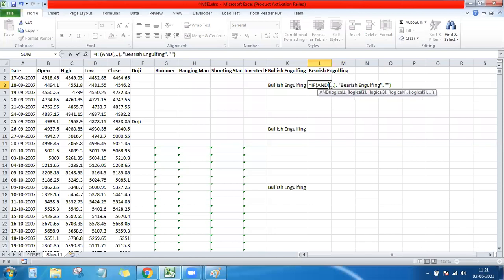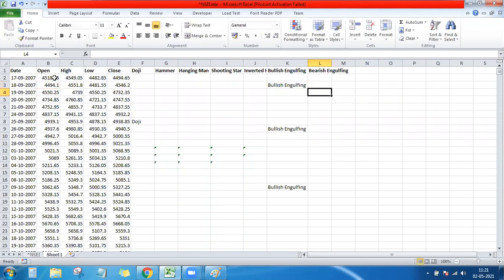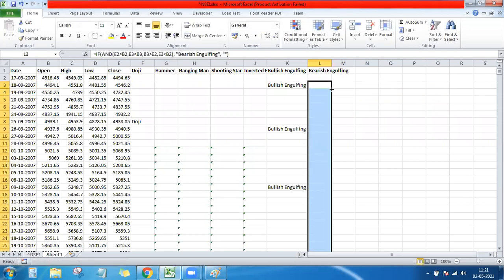So there are four conditions. First condition is the first candle should be a green candle. So first closing price should be greater than the first opening price. Then second candle should be a red one. So second closing price should be less than the second opening price. There should be a gap up opening on day 2. So second opening price should be greater than the first closing price and second day it should close below the opening price of the first day. Again, copy this onto every cell.